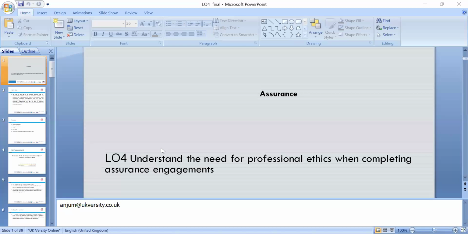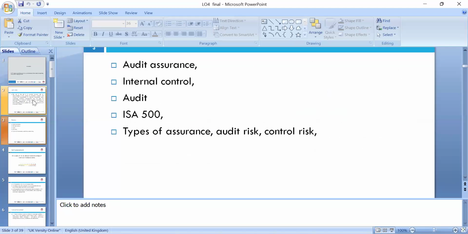Okay, thanks for joining. Welcome everyone. We'll start our lesson 4. Today's lesson will go through LO4, which is learning outcome 4: understand the need for professional ethics when completing an assurance engagement. Ethics are moral principles, and we have the 5 professional codes of ethics for members of any professional body. These are very important. So let's do a bit of a recap.